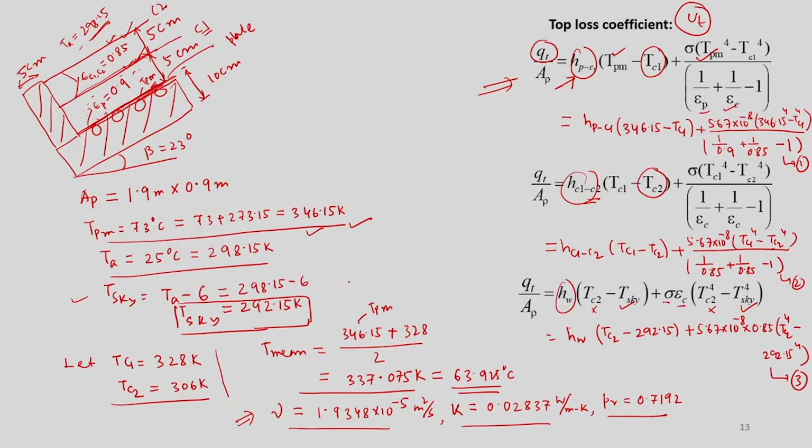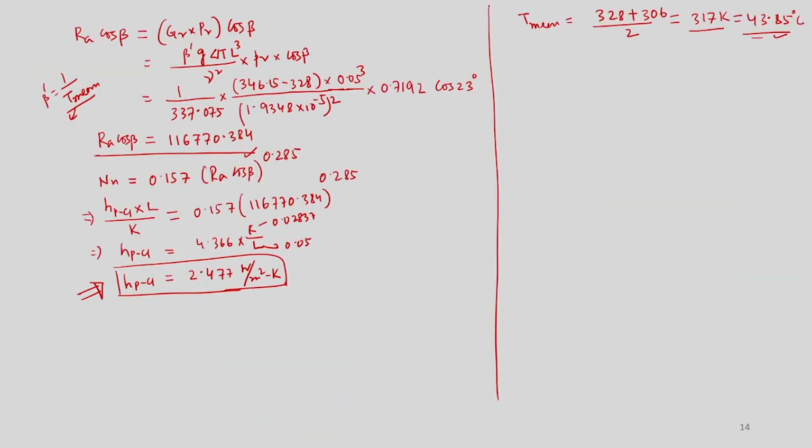So, we use the appropriate values and we can do the calculation now. At these conditions, as per my calculation, nu, or kinematic viscosity, is found to be 1.7389 into 10 to the power of minus 5 meter square per second, and K is equal to 0.0269 watt per meter Kelvin, and the Prandtl number is equal to 0.7246.